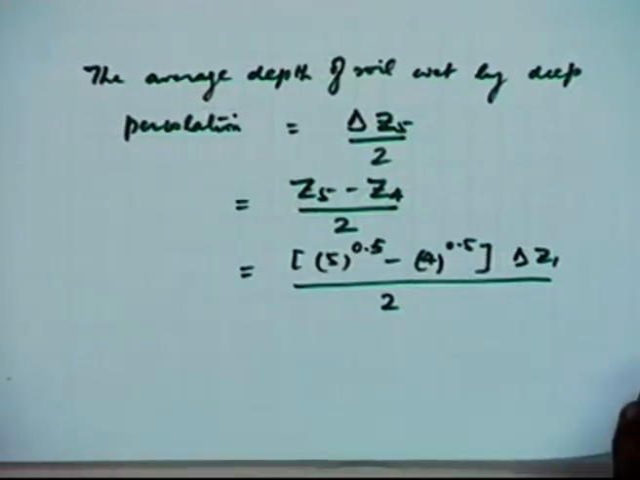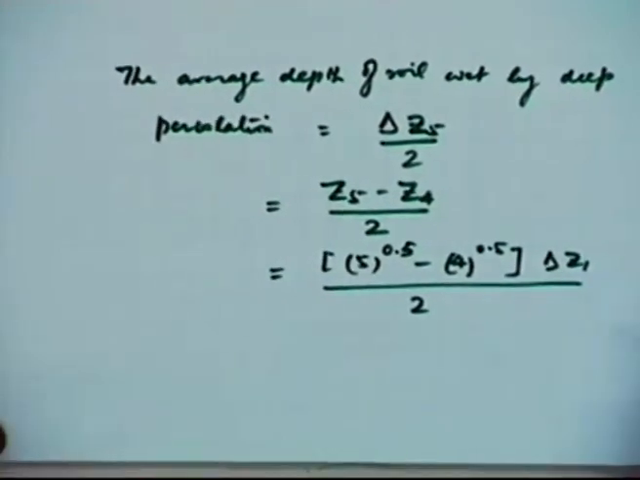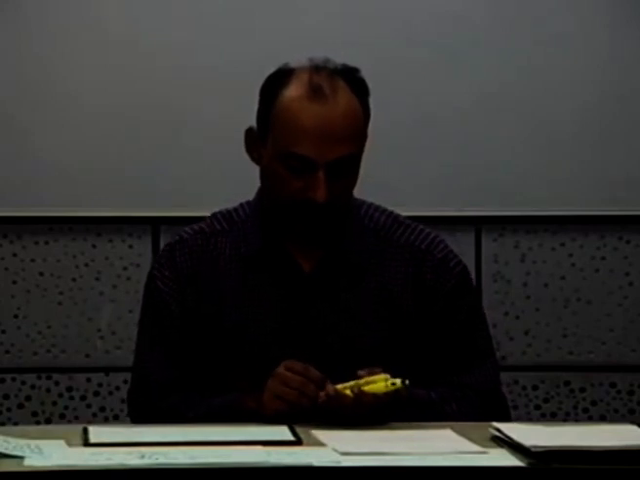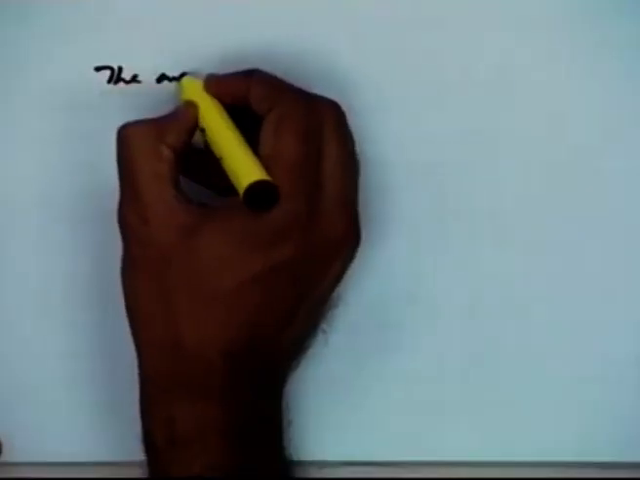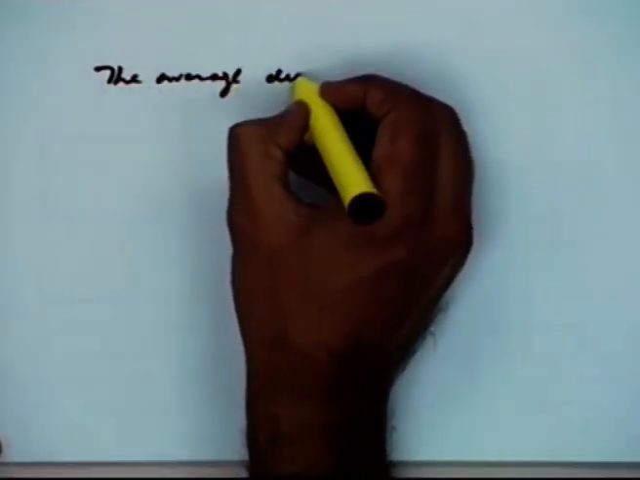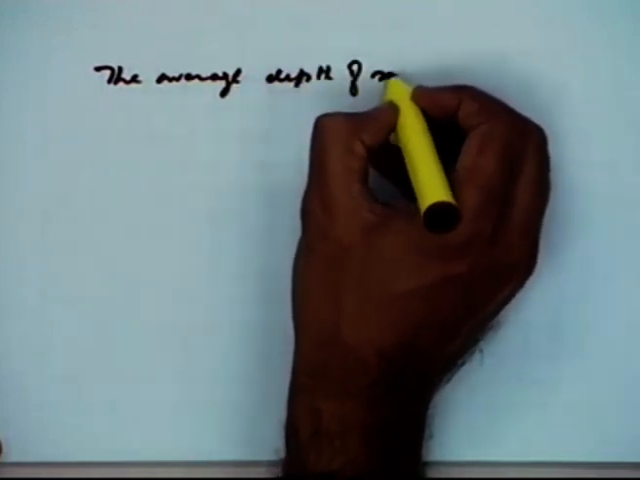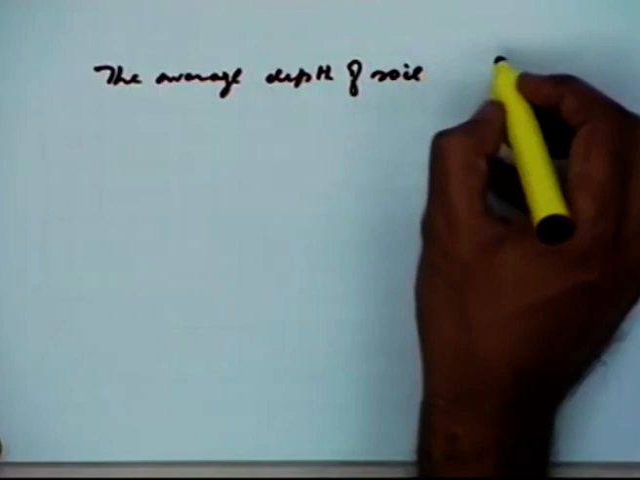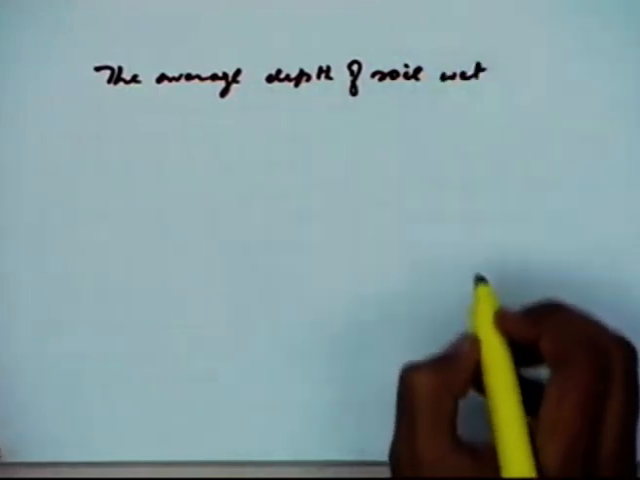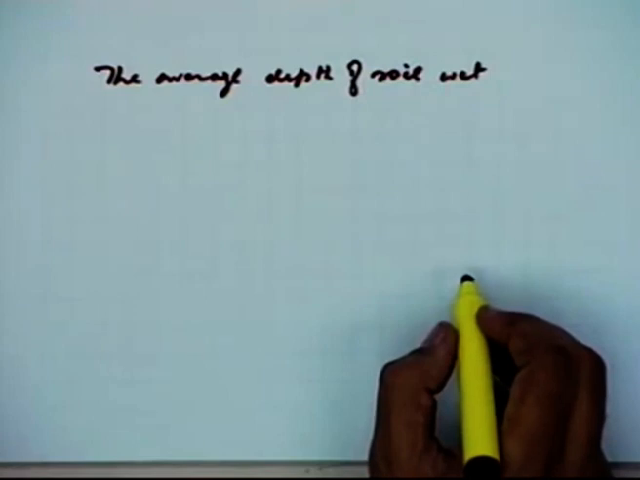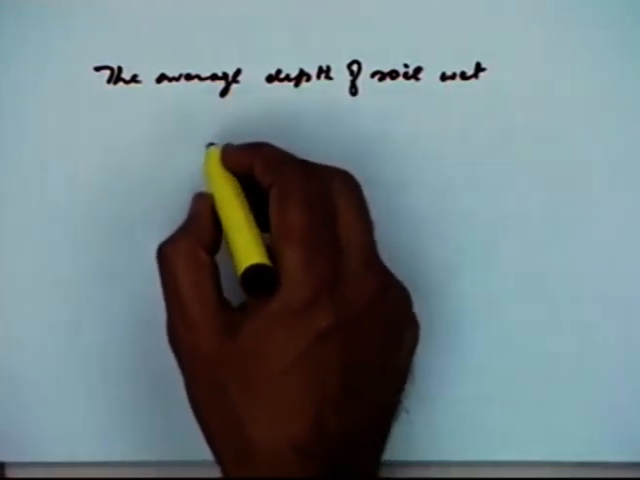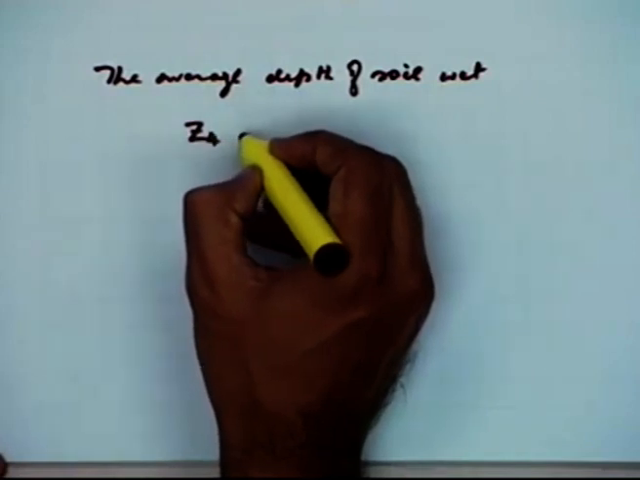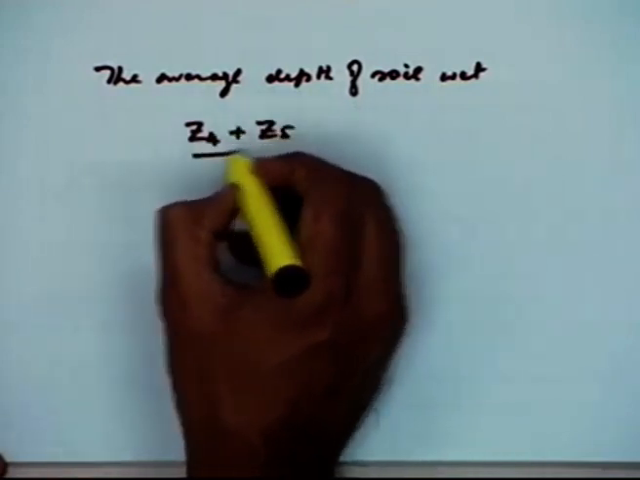Okay, this is one which gives you the average deep percolation. And if you want to find out the average depth of soil which has been wet, then you can express that as Z4 plus Z5 by 2.